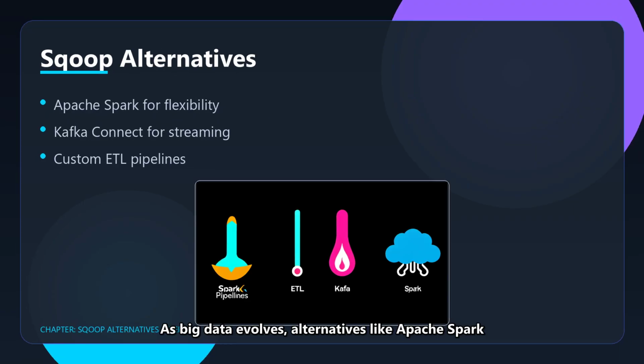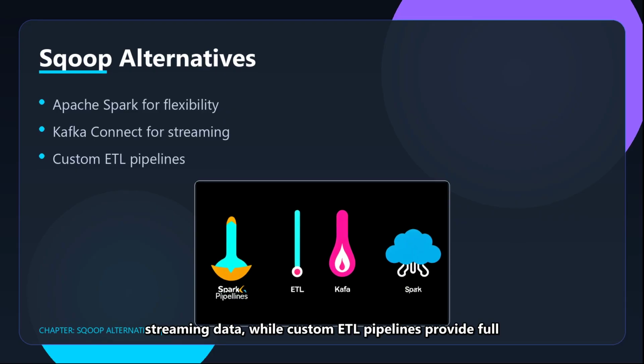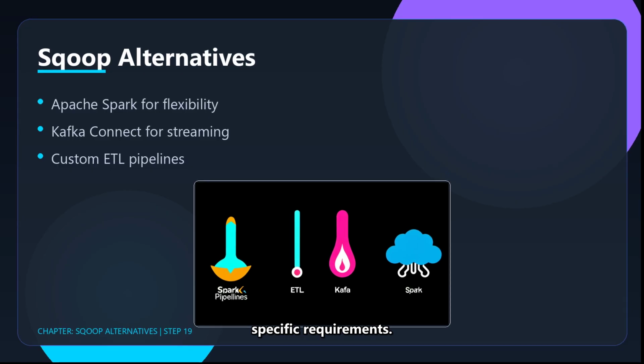As big data evolves, alternatives like Apache Spark offer more flexibility and performance. Kafka Connect handles streaming data, while custom ETL pipelines provide full control. Choosing the right tool depends on your specific requirements.